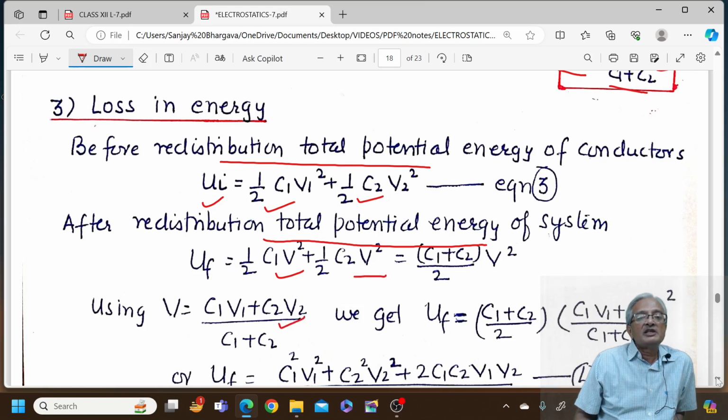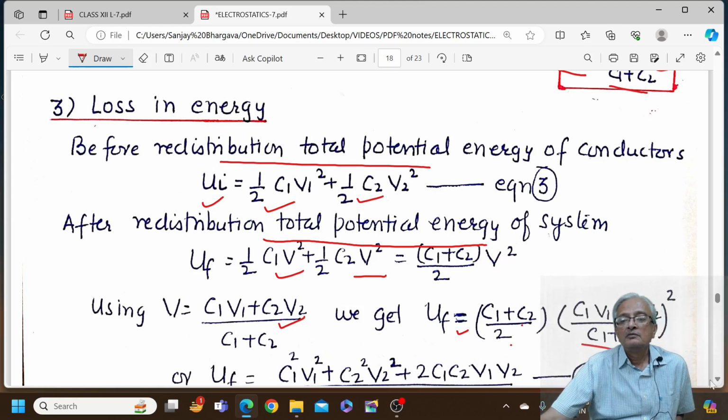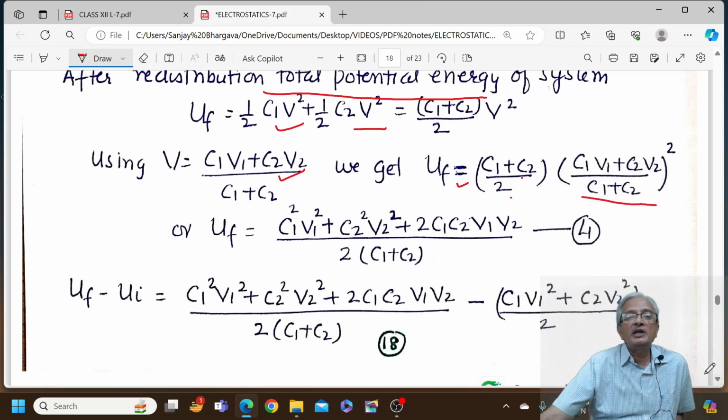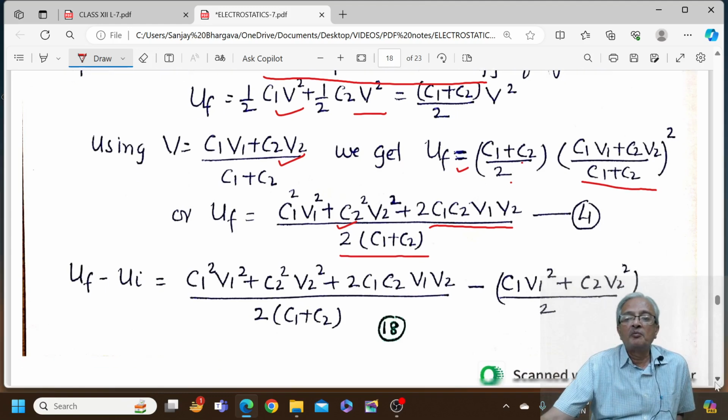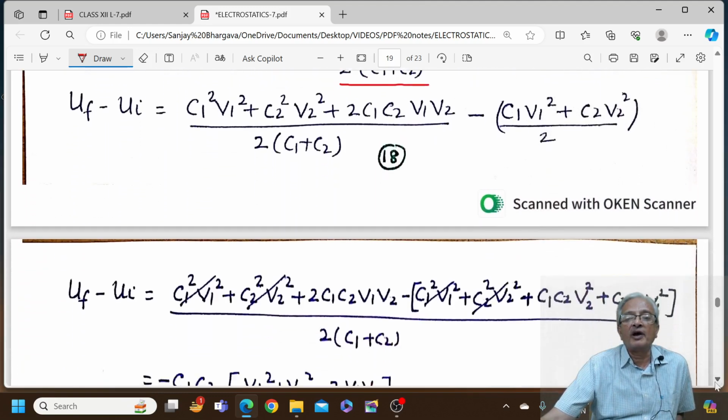Substitute the value of V here, so I will get final energy as half of C1 plus C2 into ((C1 V1 plus C2 V2) upon (C1 plus C2)) whole square. So final energy would be equal to (C1 square V1 square plus C2 square V2 square plus 2 C1 C2 V1 V2) upon 2 (C1 plus C2). Now calculate the difference in energy by writing UF minus UI and simplify.